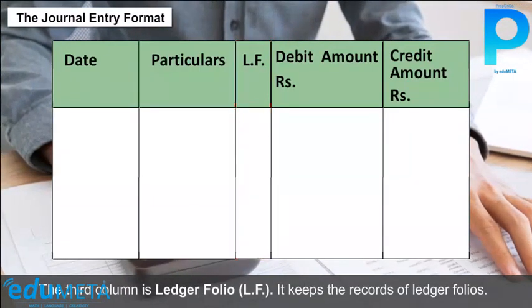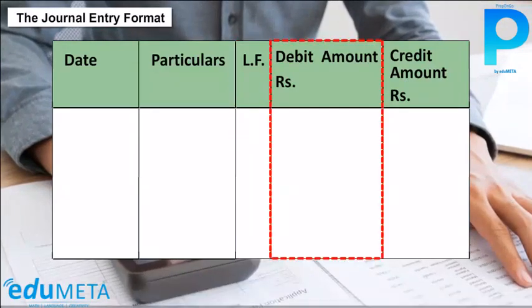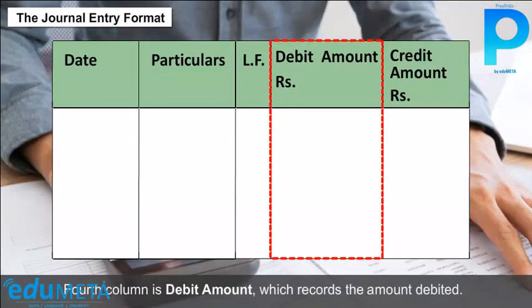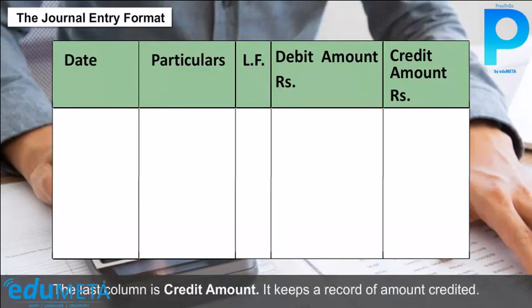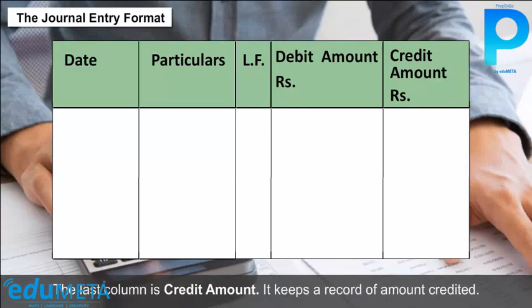It keeps the records of ledger folios. The fourth column is the debit amount column, which records the amount debited. The last column is credit amount. It keeps a record of the amount credited.